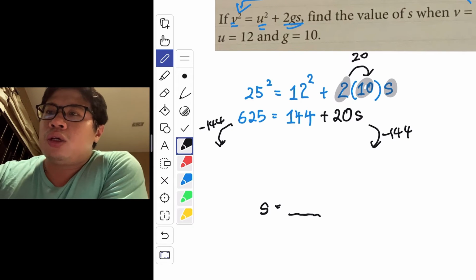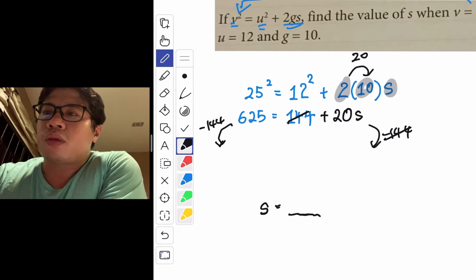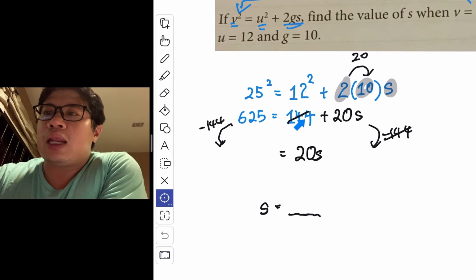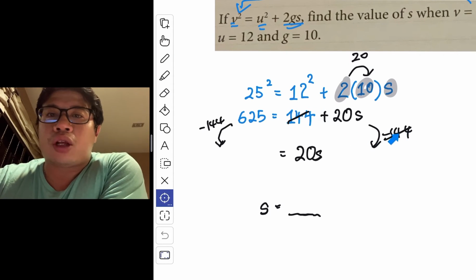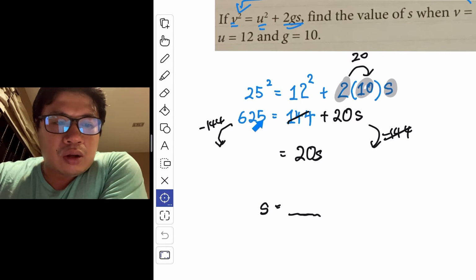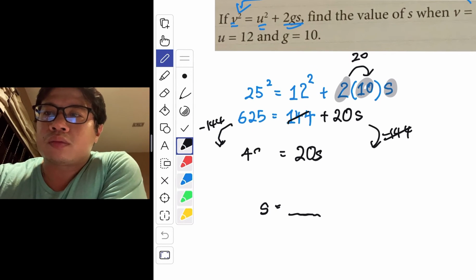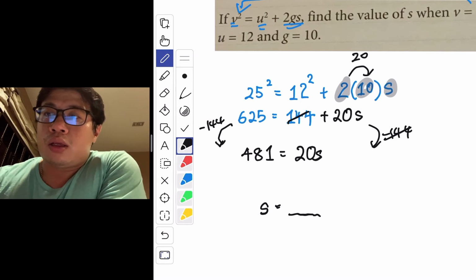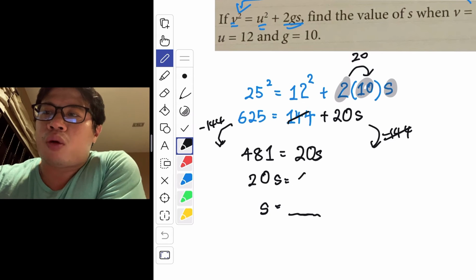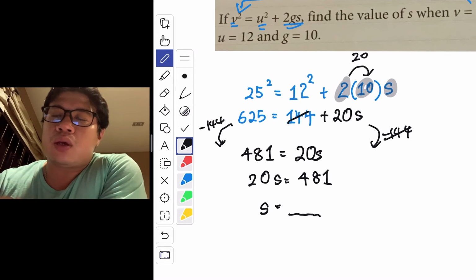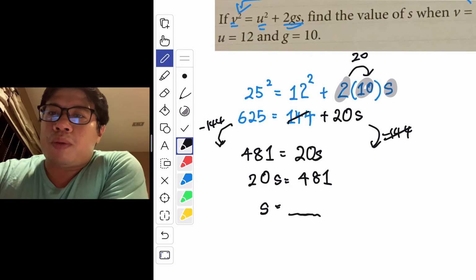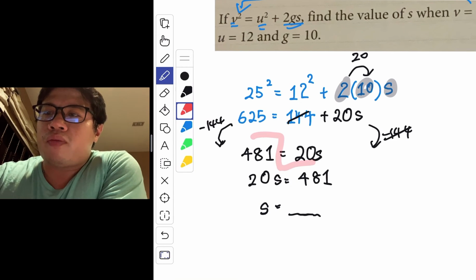Okay, so 144 minus 144, right, this gives us a 20s. Now because you can see that this is an adding of 144, so I'm subtracting 144 on both sides. Now 625 subtract 144, that gives me a 481. Okay, so I'm just going to write it as 20s equals to 481, just swapping my variable to the left hand side. If a equals to b, it's the same as b equals to a.